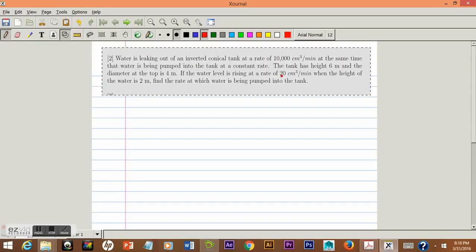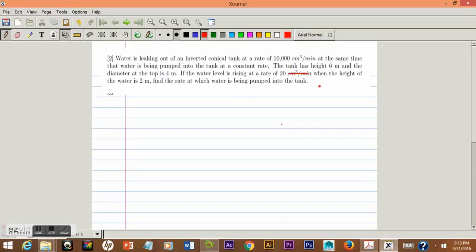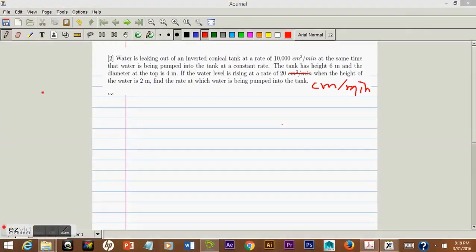We have a small mistake here. This is 20 centimeter per minute. It's not centimeter cube per minute. It is centimeter per minute. We have to change it because the rate of water level is centimeter per minute. We have to change that. After changing that, centimeter per minute. Then we have to start our calculation.